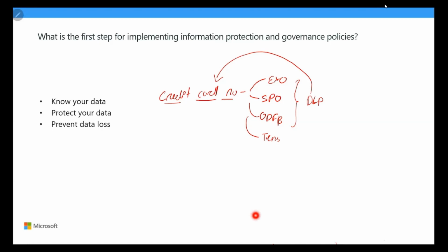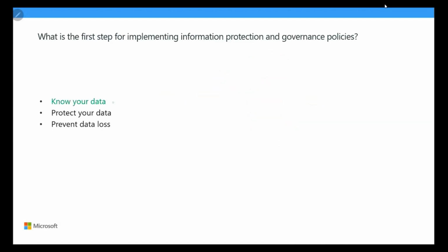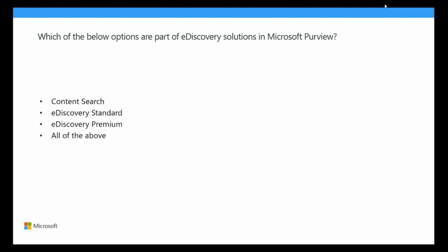So the correct answer is know your data first. Understand what kind of data you're dealing with and accordingly create an information protection and governance policy around it to protect or govern the data. Let's move on to the next question.